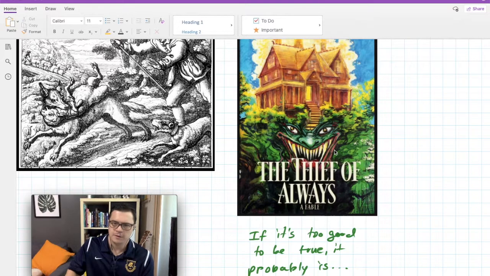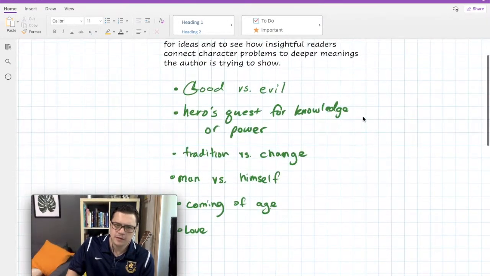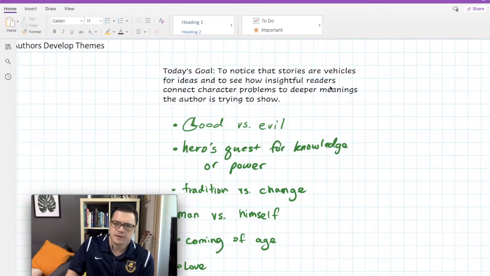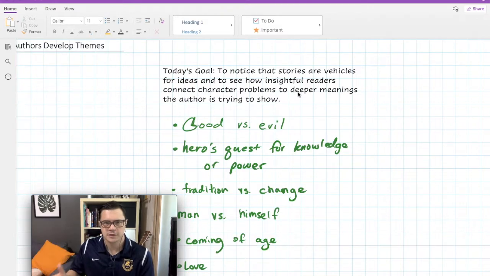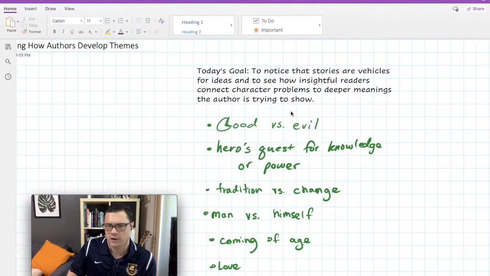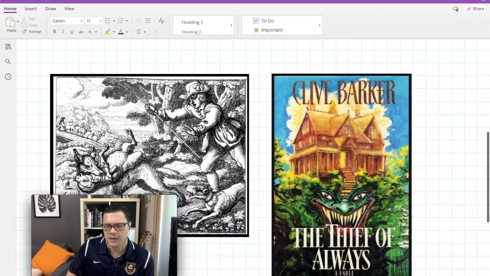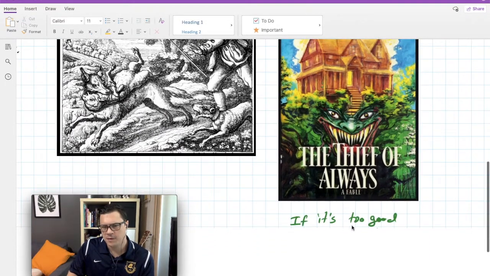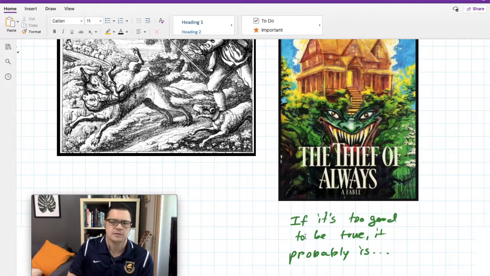But what I've done here, I've thought about universal themes. I've considered that authors tell us these stories to convey a deeper meaning. I've thought about what they might be. I'm also thinking about fables, and I'm coming up with some ideas about what the message or theme in The Thief of Always might be. And this is where I'm at. This is something I'll continue to grow as I get further into the book.